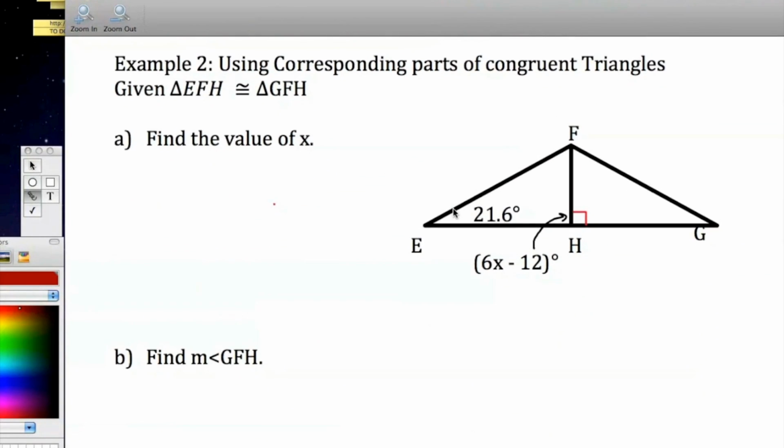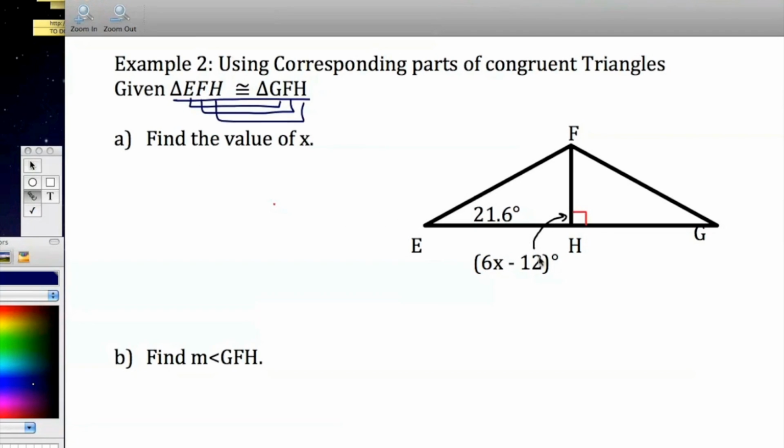Now, how do we use this? This is the beauty of it. This is the good stuff. We're using it now. Let's take a quick look at finding the value of x. We are given that these two triangles are congruent. So what this means is that E and G are congruent, F and F are congruent, H and H are congruent. Okay? It makes sense.